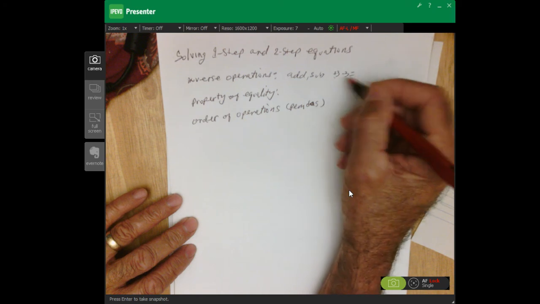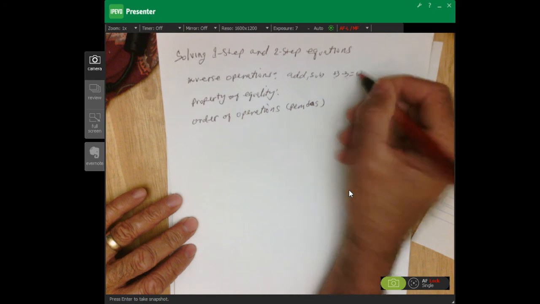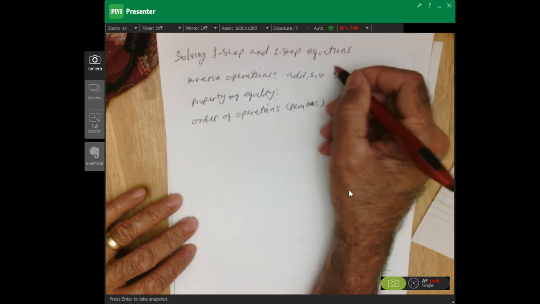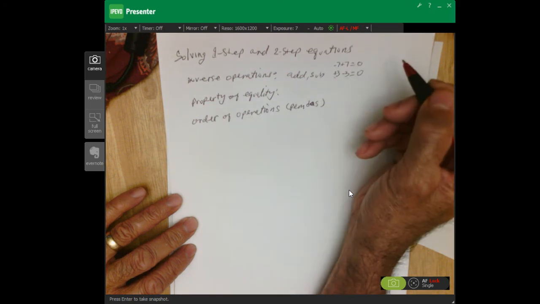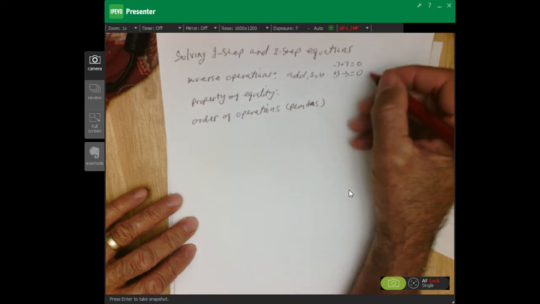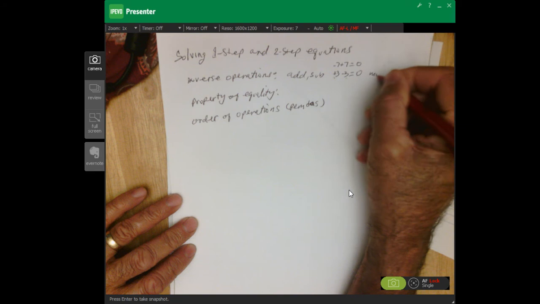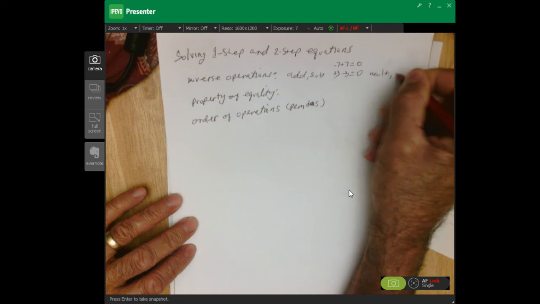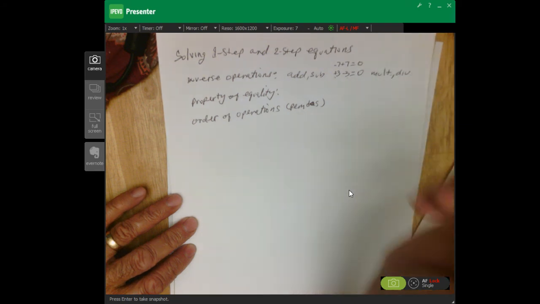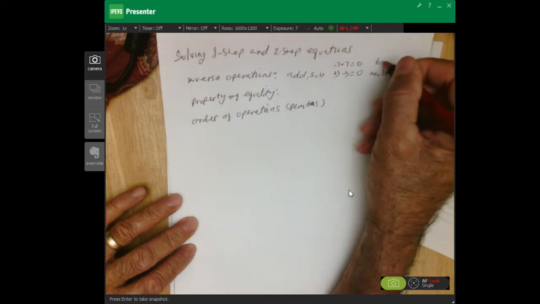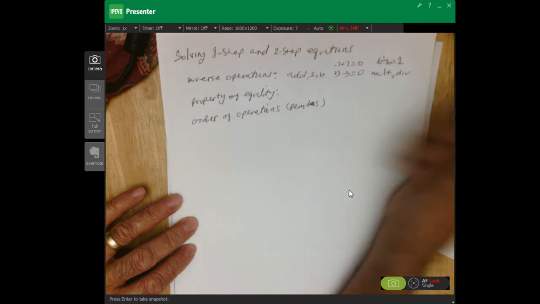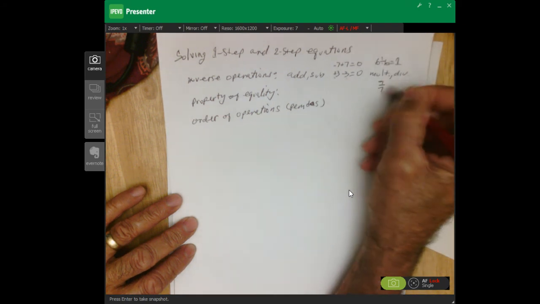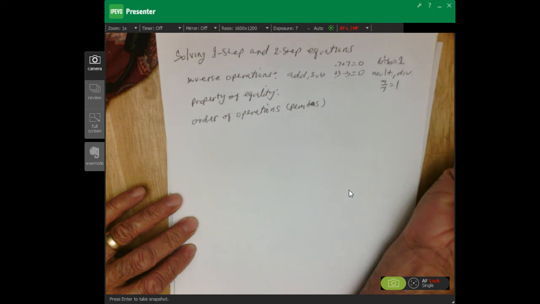So positive 3 minus 3 gives us 0. Doesn't matter the order. Negative 7 plus 7 equals 0. The other one is the multiplicative inverses, and that's going to be multiplication and division. Basically, 6 divided by 6 gives you 1. 7 divided by 7 gives you 1.